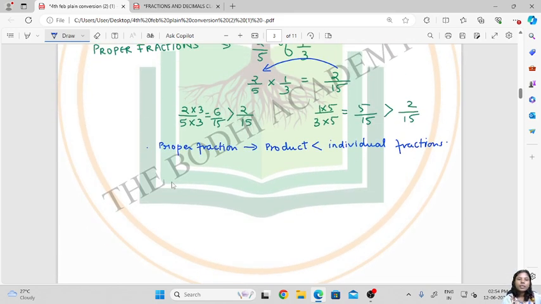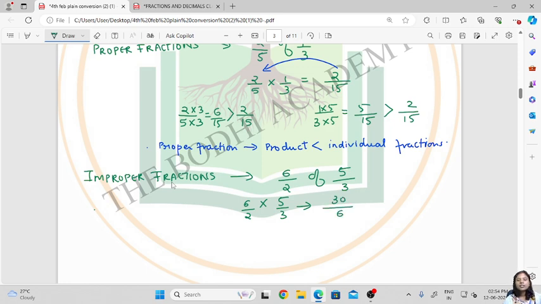Now let's say we have improper fractions. Now let's see what happens when we have improper fractions. Let's take an example. Say I have 6 by 2 of 5 by 3. So now let's solve this first. 6 upon 2 into 5 upon 3 will give 6 5s are 30 upon 3 2s are 6. So 30 by 6 is the answer.